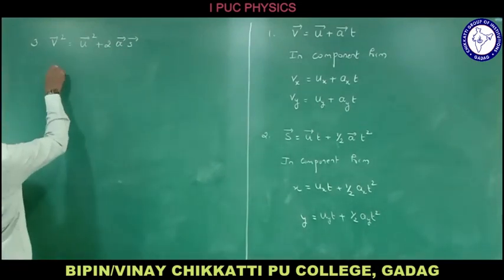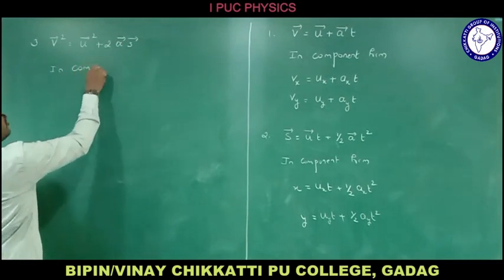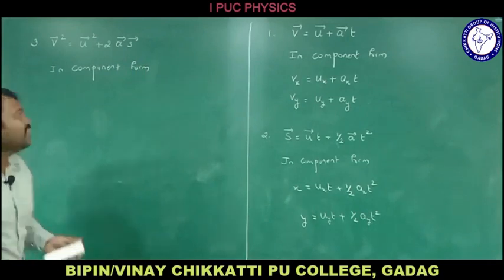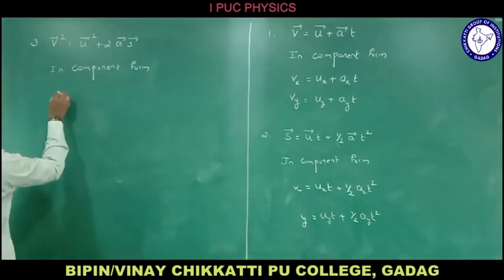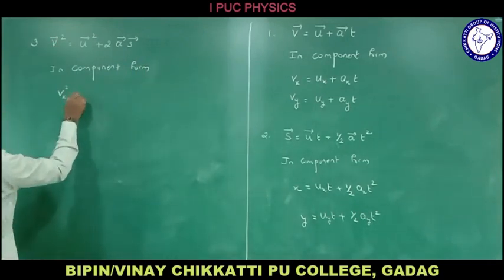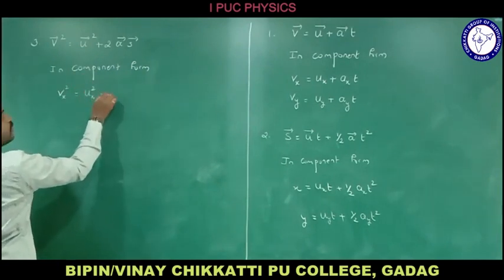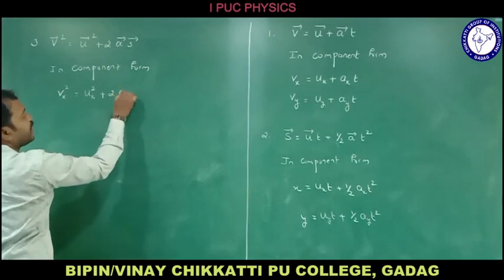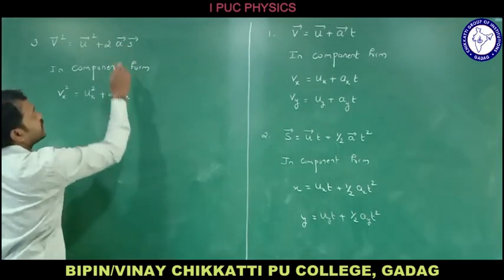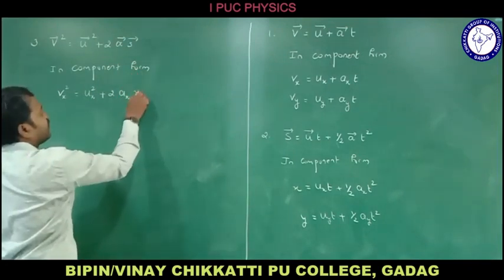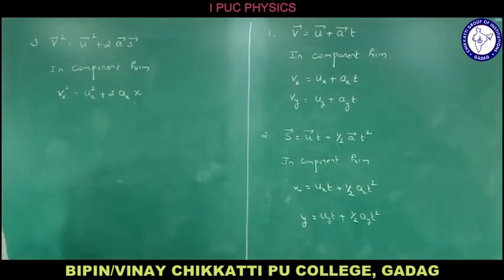Let me write this equation in component form, in terms of components now here, right? Okay, what is the component of v along the x axis? vx square is equal to the component of u along the x axis, ux square, plus 2, component of a, ax, and s is the displacement along the x axis. Let me take it as x itself. I already told you, I will not be writing sx, I will be writing x now, right?